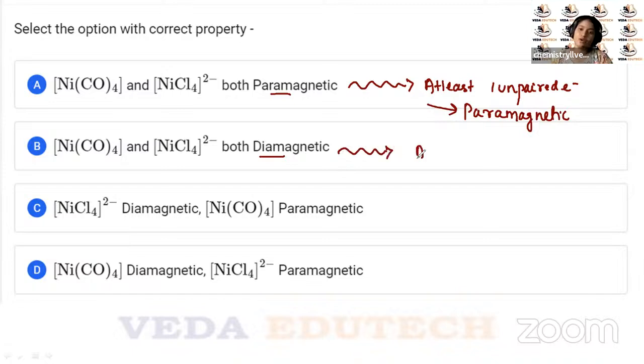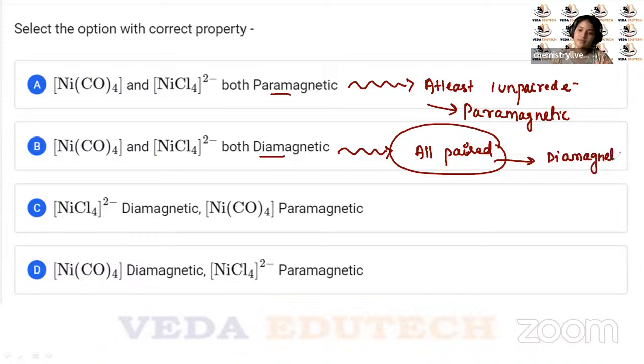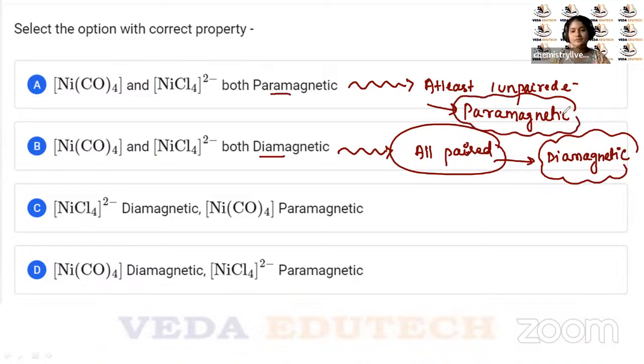Diamagnetic, all paired, right? When all the electrons are paired, you're going to get diamagnetic. All right, so what's happening here, children? If there is at least one unpaired electron, you're going to get paramagnetic, and if all the electrons are paired, you're going to get diamagnetic. Right?